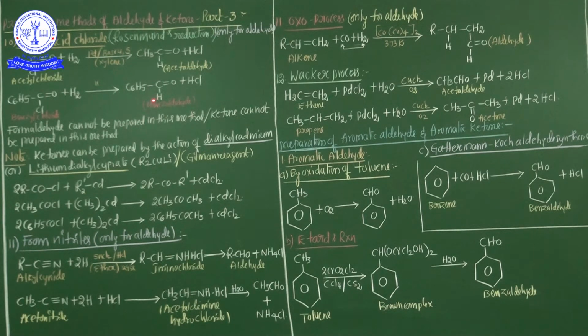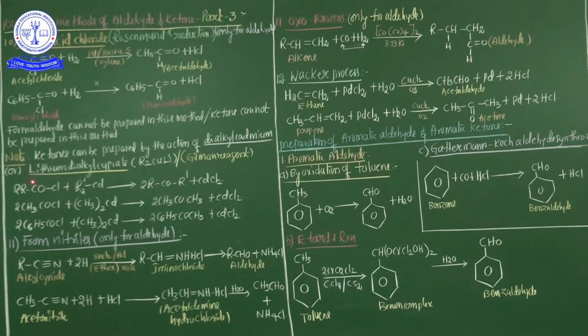An important point: formaldehyde cannot be prepared by this method. Write down: formaldehyde cannot be prepared by this method, and ketones cannot be prepared by this method. Formaldehyde is not prepared, and similarly ketones are also not prepared through the Rosenmund reduction process.